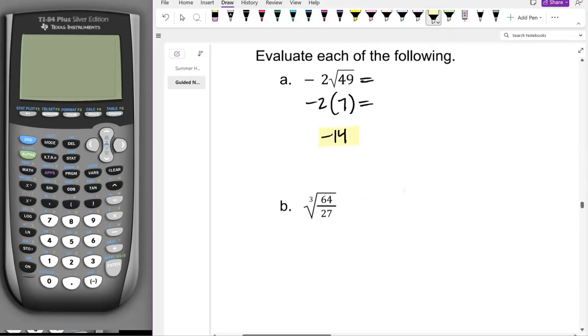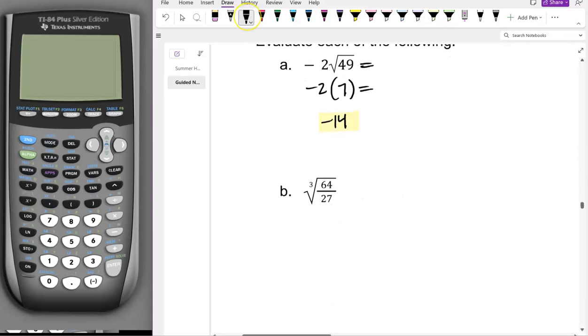On the next one, I'm looking at the cube root of 64 over 27. You can split this up. You can split up the cube root of the numerator and the cube root of the denominator. These are both perfect cubes. I can multiply 4 times 4 times 4 to get 64. Since 4 cubed is equal to 64, that cube and cube root cancel each other out. So that's just a 4 on top.